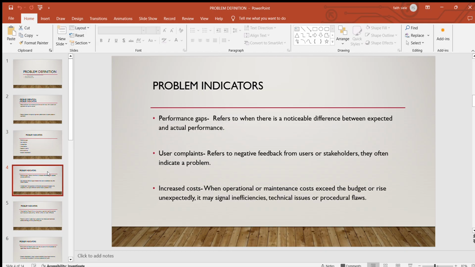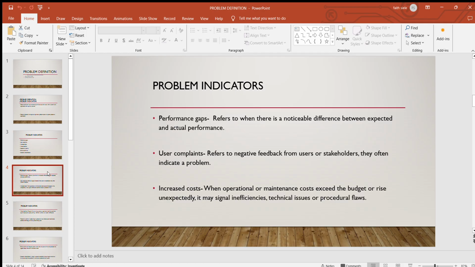Now, when it comes to performance gap, this usually refers to when there is a noticeable difference between the expected and the actual performance. For example, if we have a software which frequently crashes, or even a process which takes longer than expected, you'll be able to notice there is a difference between the expected outcome and the actual performance of that particular process.